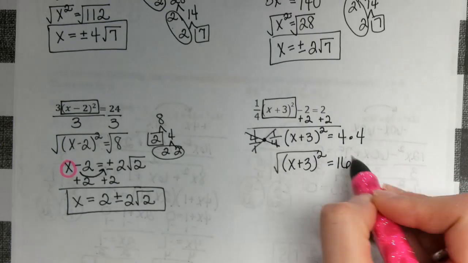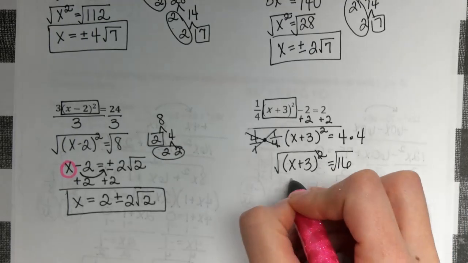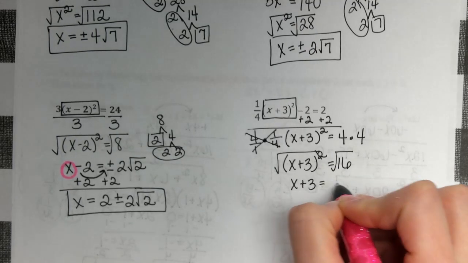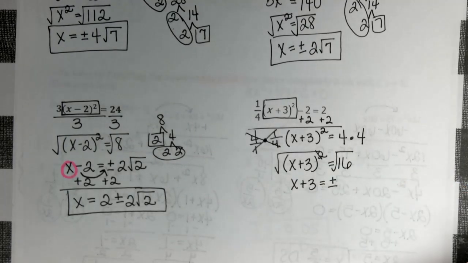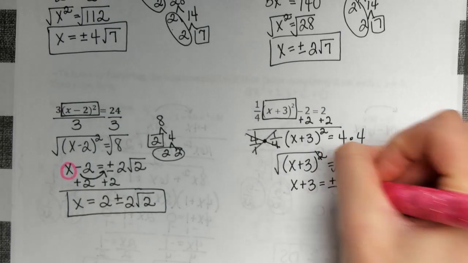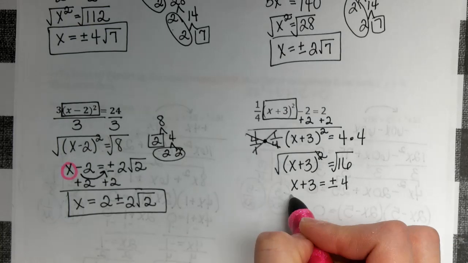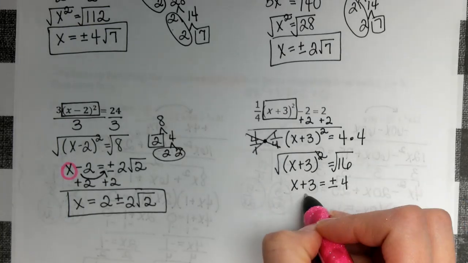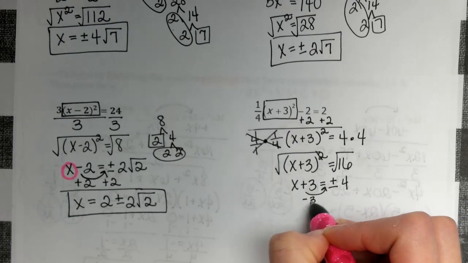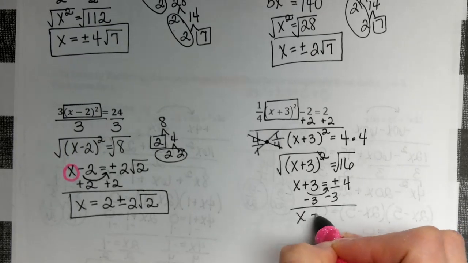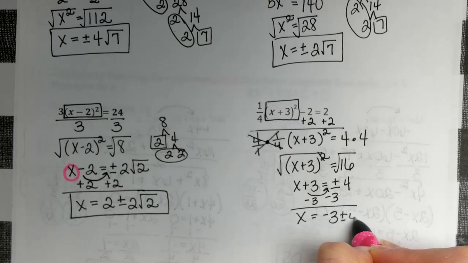Now I can take the square root. X plus 3 equals plus and minus what? 4. I still need x by itself. I can still move my 3 over by subtracting 3. X equals negative 3 plus or minus 4.